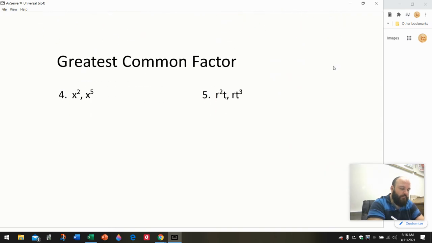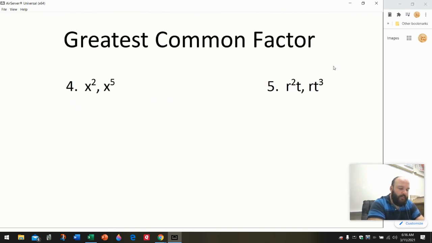All right, now we're moving on to greatest common factors of algebraic expressions. Now, this is a little trickier because we're not dealing with numbers, we're dealing with variables. And you'll kind of catch on to this, but to start this off, I'm going to show you a very visual way to do this so it makes sense.